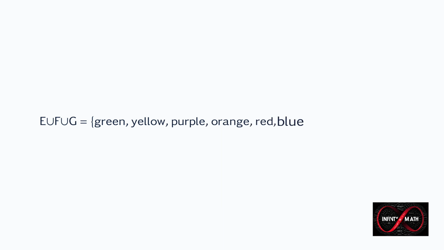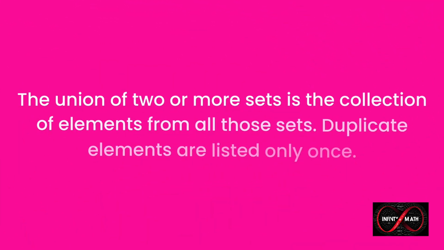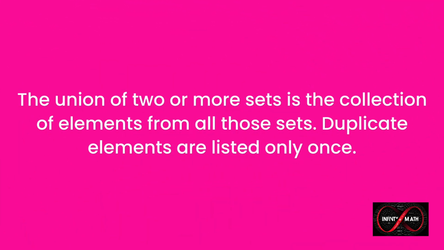So, the union of sets E, F, and G is green, yellow, purple, orange, red, blue, pink, brown, and black. The union of 2 or more sets is the collection of elements from all those sets. Duplicate elements are listed only once.